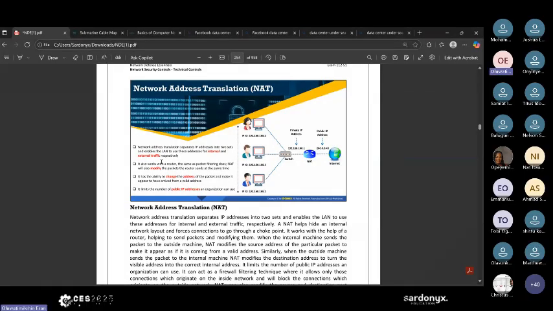So it's the same as packet filtering does, but the NAT will also modify the packets the router sends at the same time. So it has the ability to change the address of the packet and make it appear to have arrived from a valid IP. So it limits the number of public IP addresses an organization can use. Examples are NAT overload, or we have PAT. So just like I was showing you that day, a lot of you can be using just one public IP address to the internet, but they can be separated based on port numbers.